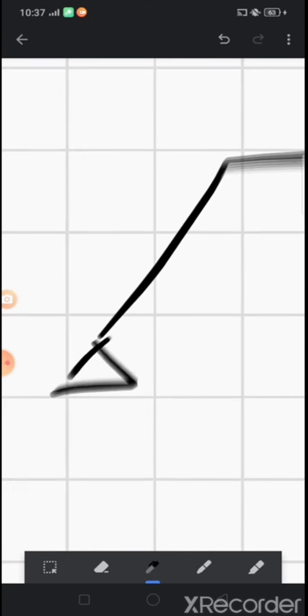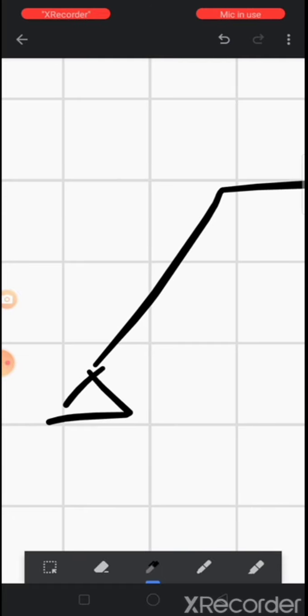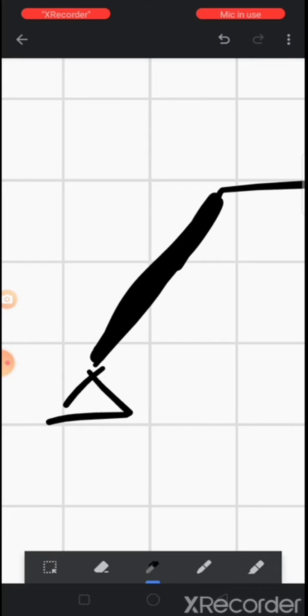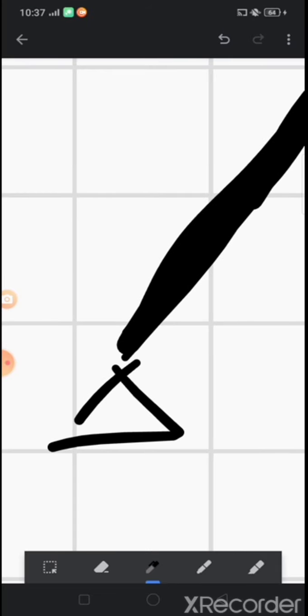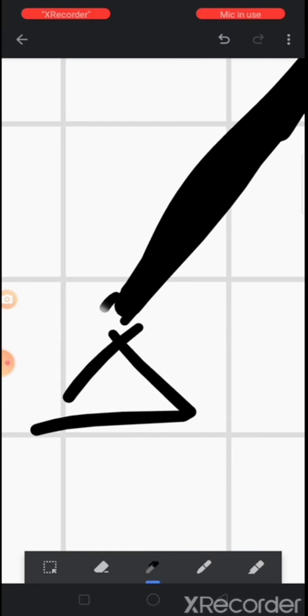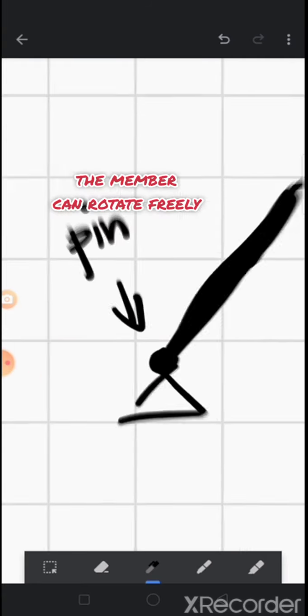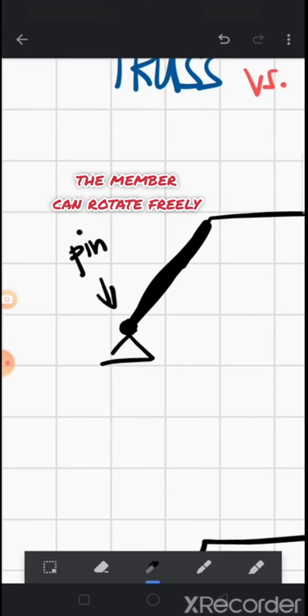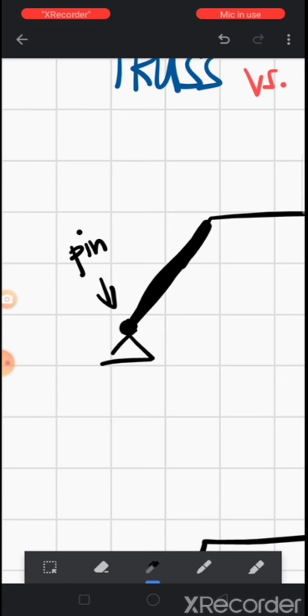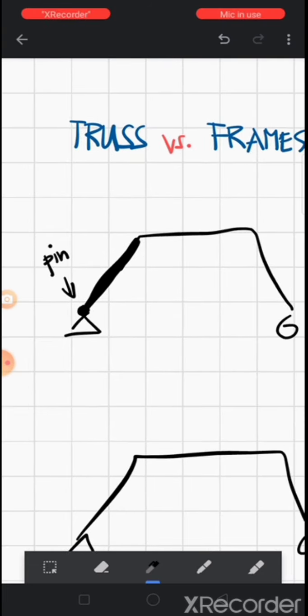For the truss, in every member, this is the member, every end of a member can only be jointed here by what we call a pin. So the end of a member should only be pin jointed. For a truss, you can put as many external loads as you want.